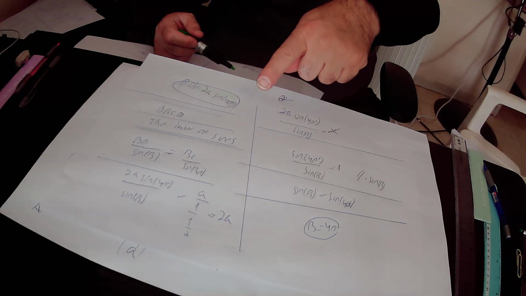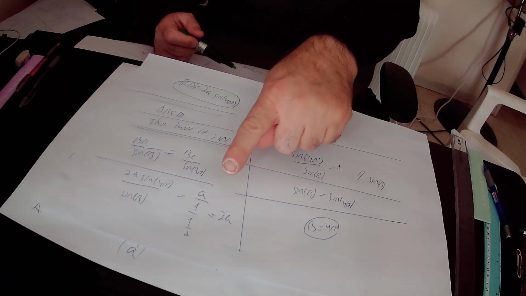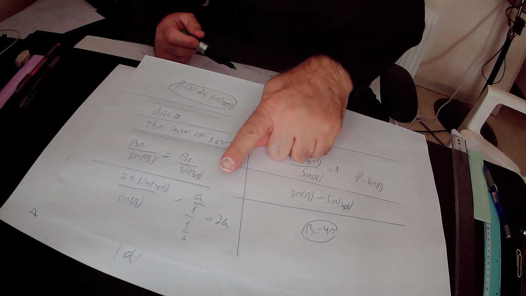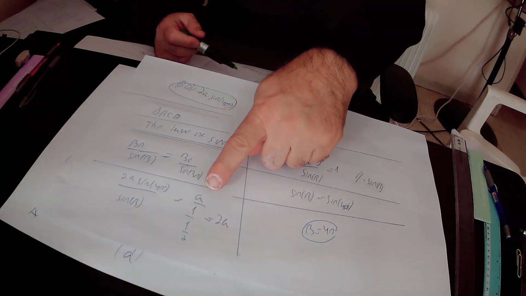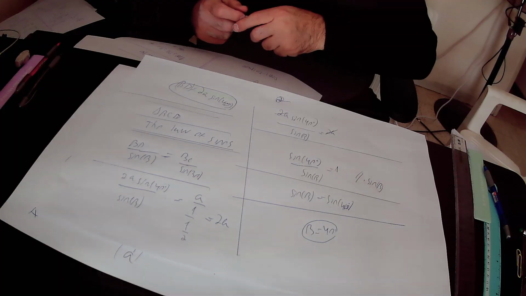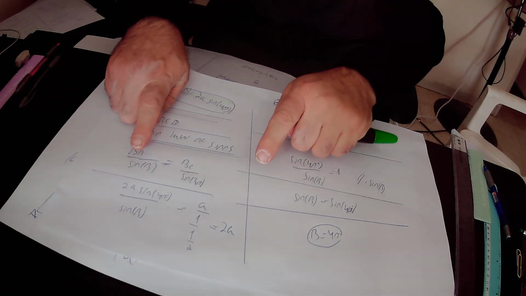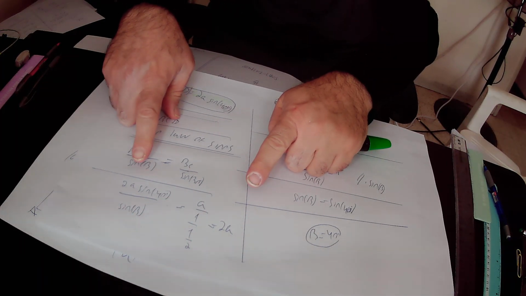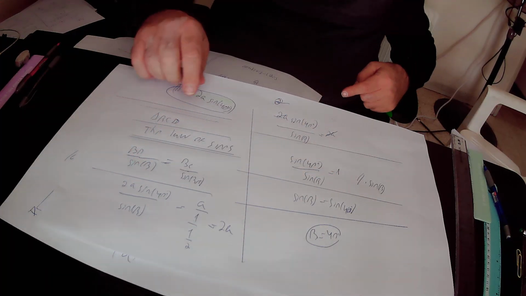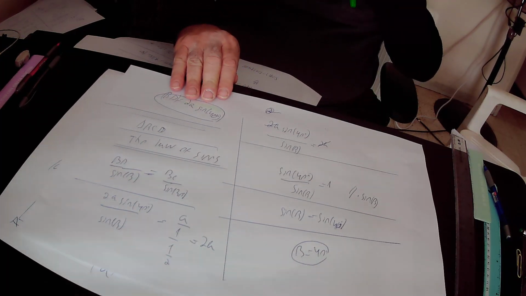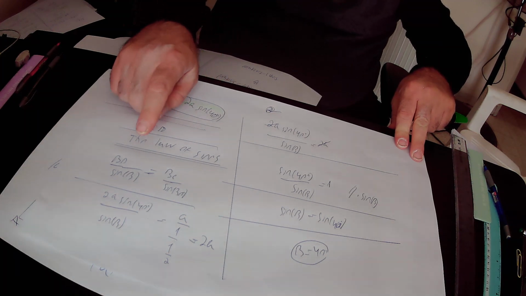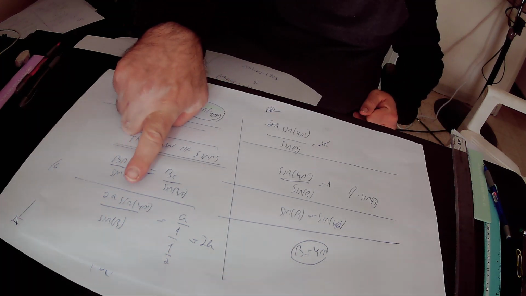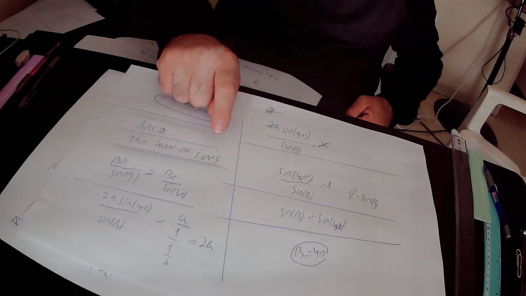Sine 30 degrees is 1 half, so we divide A by 1 half, and A over 1 half is 2A. So we found out that 2A times sine 40 degrees over sine beta equals 2A.